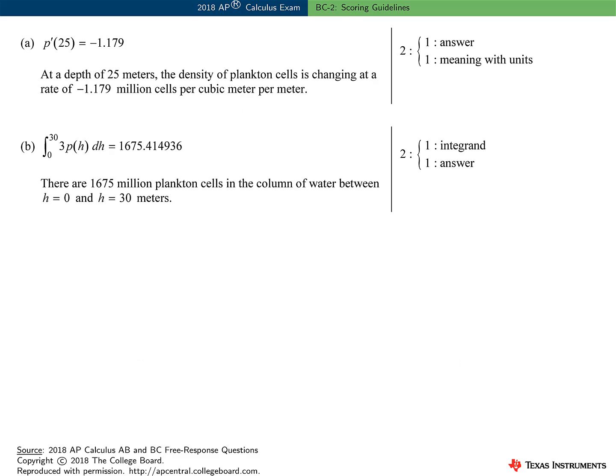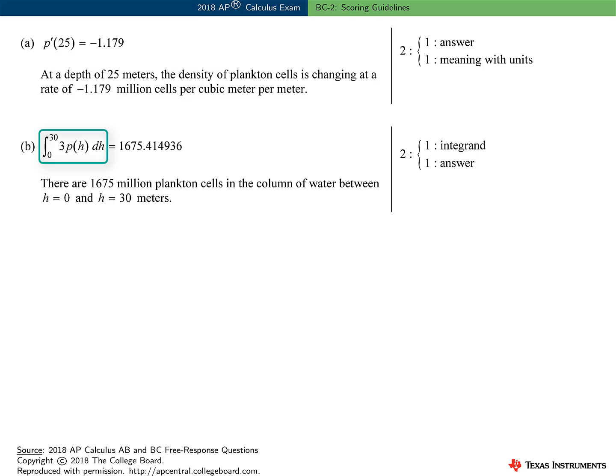Part A was worth 2 points. 1 point for the correct answer, minus 1.179, and 1 point for the meaning of p prime of 25 with the correct units. And this point really involved 4 items. The student must refer to 25 meters or indicate a depth of 25. They must use the word rate. They must indicate this value is associated with the density of plankton cells, and they must indicate the units.